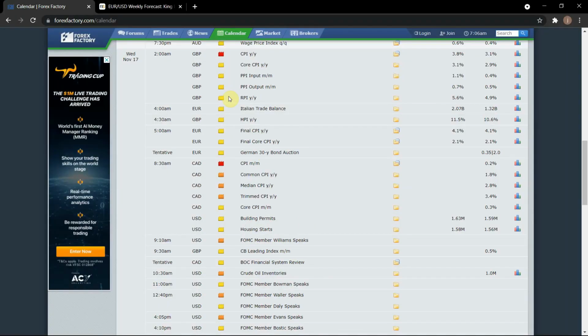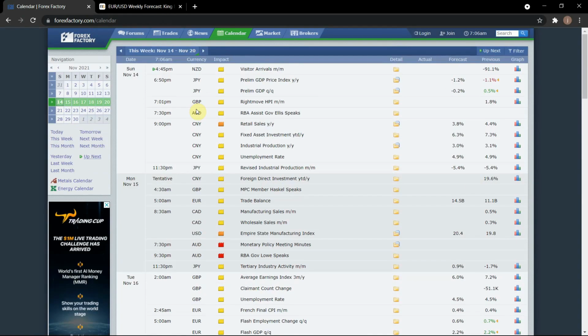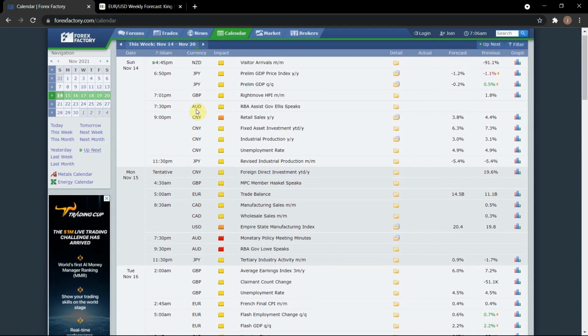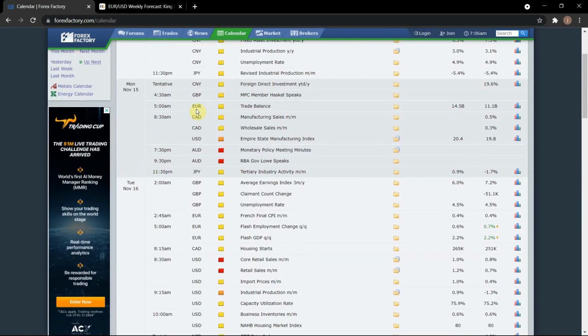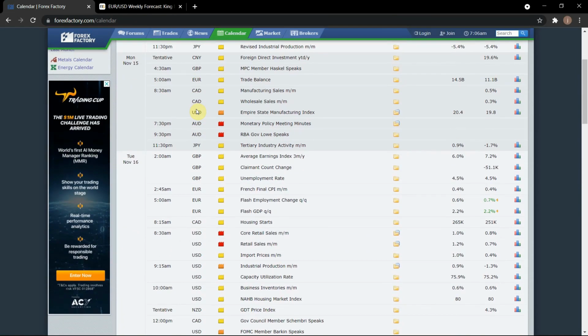Moving on to the Forex calendar, we check the Forex calendar to have a pretty nice understanding of what we expect for the week as pertaining to the impact of the news on each individual pair that we are going to trade. So we're checking what currency pairs we're going to be having high impact news on.